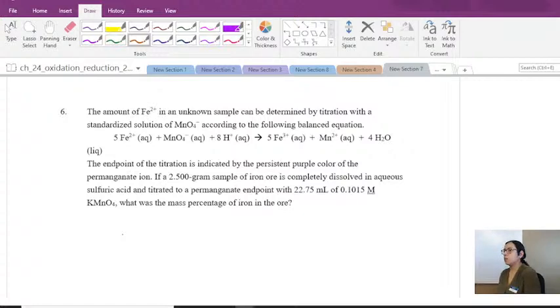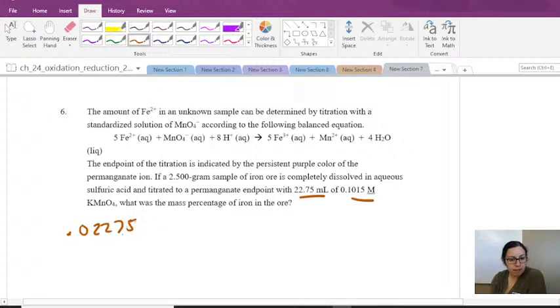So how should we start this one? Let's do it. So let's find moles of permanganate, and they gave us everything we need. So we have milliliters, we have molarity. So I'll just set that up. So liters times moles per liter.